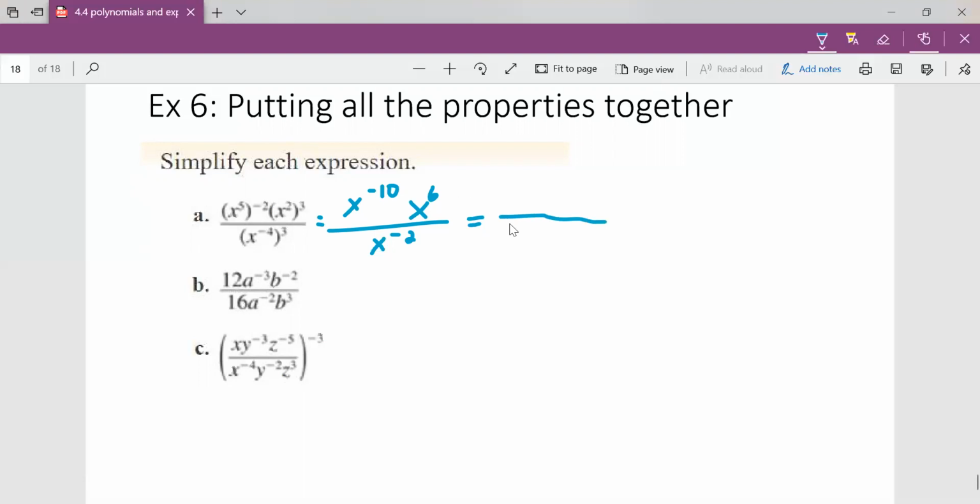So x to the negative 10 is going to come down as a positive. x to the 6 is going to stay on top because it's already positive, and x to the negative 2 is going to come up top. Now I have to simplify. That gives me x to the 8th over x to the 10th, which is the same as 1 over x squared.